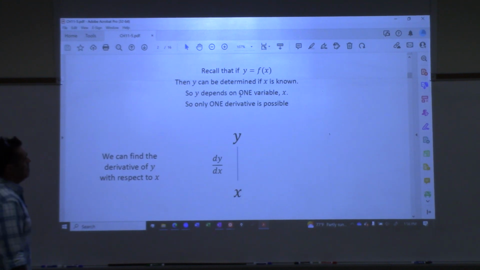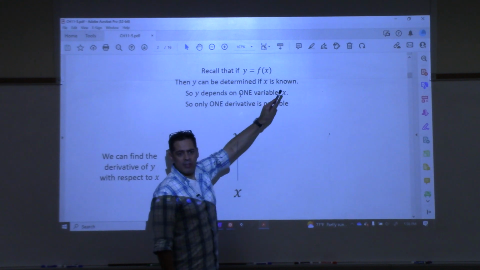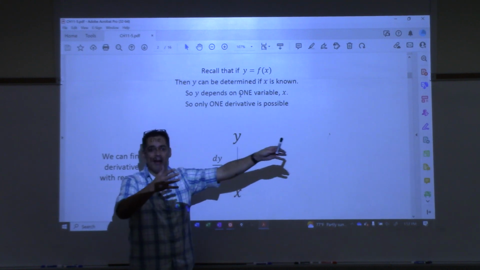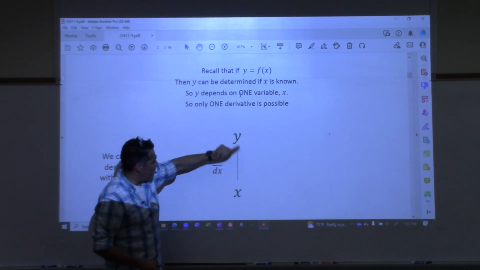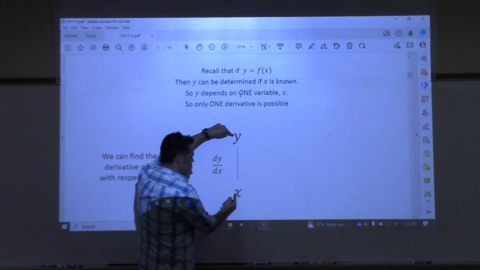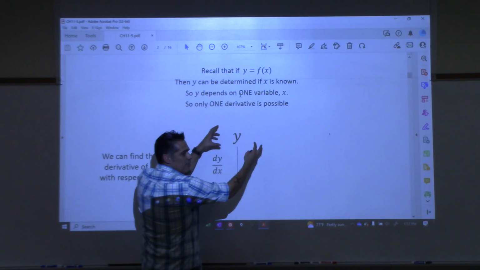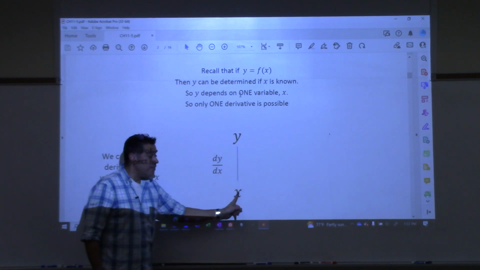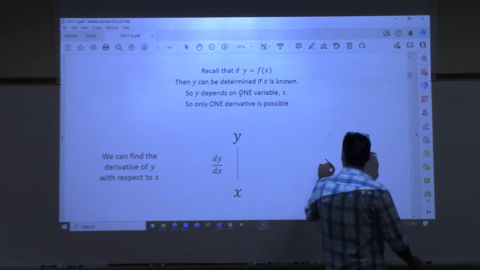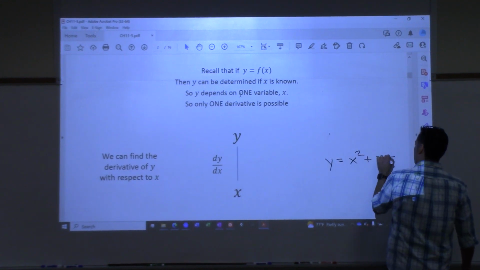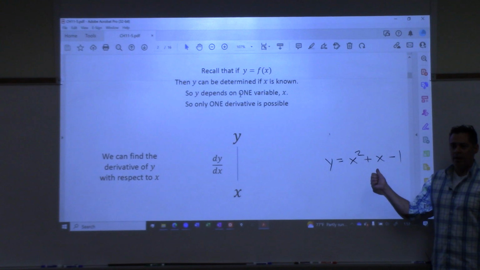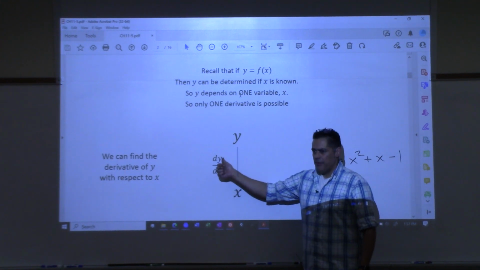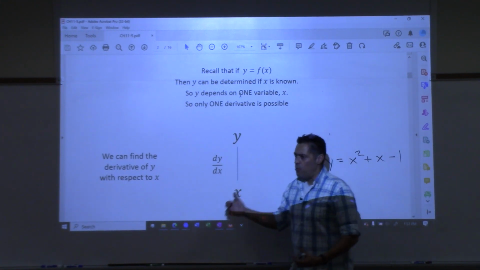In Cal 1, we would say y is some function of x. Y equals x squared, y equals sine x, y equals whatever. But the variable y depended on the variable x. So the y above here and the x down here means that this x feeds in here and you get the value of y. Whenever we have a variable that depends on another variable, and only one variable, y depends only on x. I'm going to put just a specific example here. If you give me x, I give you y. When we have this scenario, then we can take the derivative of y with respect to x, and that's our traditional Cal 1 derivative.